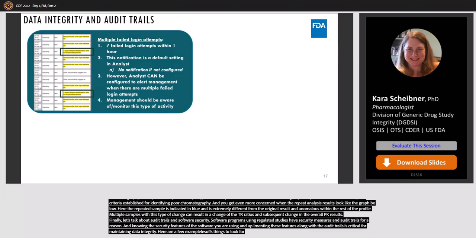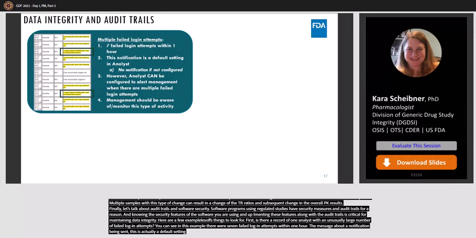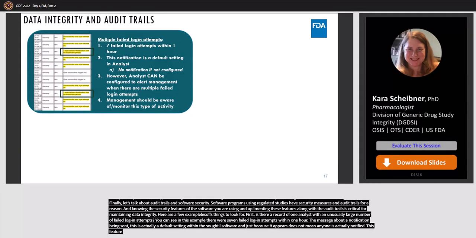First, is there a record of one analyst with an unusually large number of failed login attempts? You can see in this example there were 7 failed login attempts within 1 hour. The message about a notification being sent is actually a default setting within the software, and just because it appears does not mean anyone is actually notified. This feature must be specifically set up to send an email notification to an administrator regarding failed login attempts.